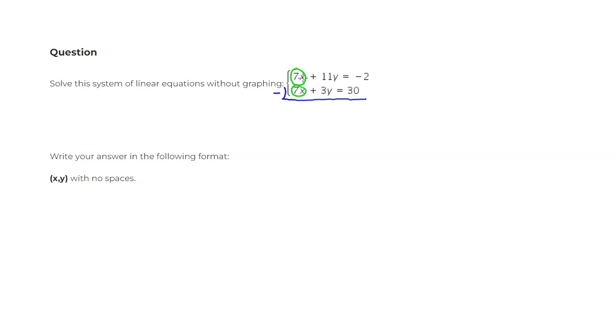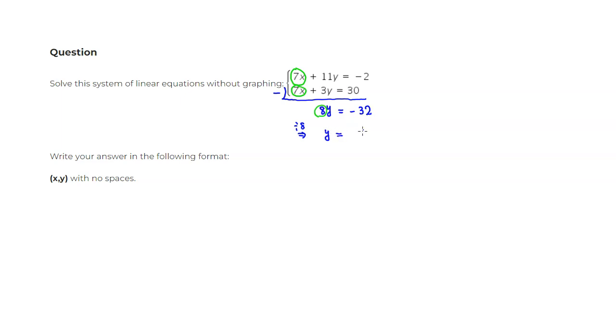So you can see 7x minus 7x is 0, so I'm not going to write that. And then 11y minus 3y is going to be 8y. And this is equal to negative 2 minus 30, which is negative 32. So we got that. Then all you have to do is get rid of the 8, so we can simply divide through by 8. So 8y becomes just y. So y is isolated now.